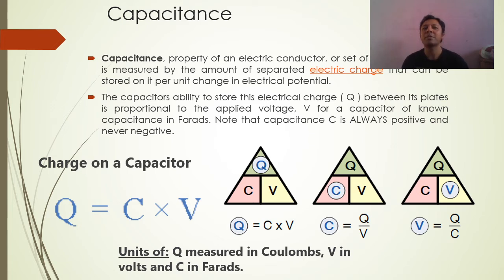Capacitance is always positive. Here Q equals C into V. If you want the capacitance value, it is Q divided by V. Q is measured in coulomb, V in volt, and C in farad. So in short, capacitance is used to know how much charge is stored, or the capability of a capacitor to store charge. That can be known by the capacitance. So this is the capacitance.